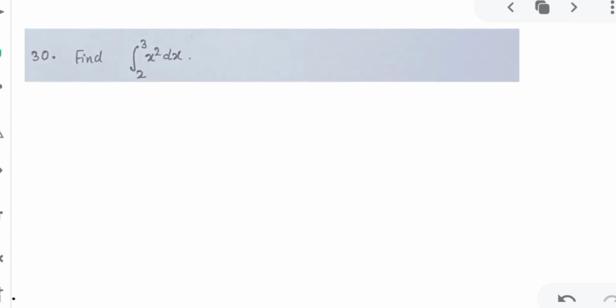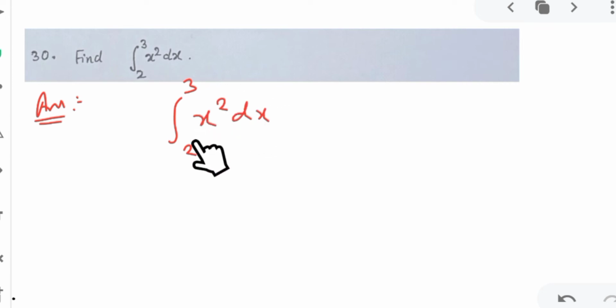Now we are moving to the next question, question number 30. We have to find the integration of x square dx, where the lower limit is 2 and the upper limit is 3. So it's a very easy question from the integration chapter. Integration of x square dx when the lower limit is 2 and the upper limit is 3. First we will find the integration, and in the last we will put in the lower limit and upper limit.